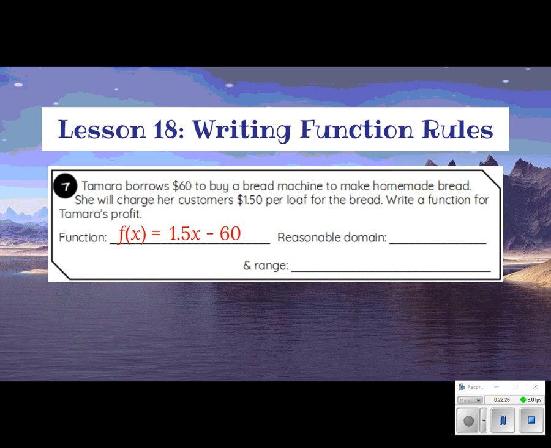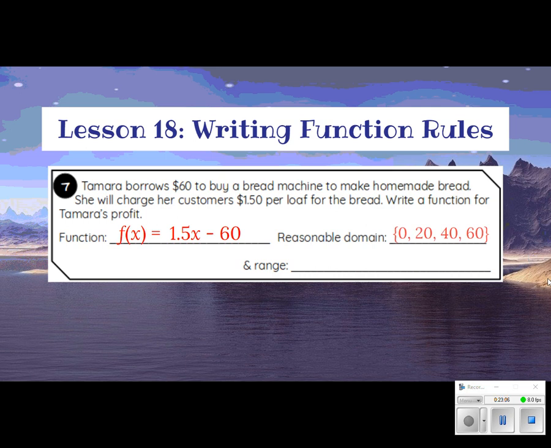Now, she's not going to sell negative loaves of bread. She's not going to sell half a loaf of bread. It is possible, but usually when you sell things, you don't sell half of something unless you're in some sort of special circumstance. And if we were in a special circumstance, they would have told us. So we're going to assume she only sells whole loaves of bread for her domain. Now, don't be surprised when I plug in numbers to get a negative answer back out, because that's going to mean in your range, negative numbers mean that she's in debt. She has not paid off that $60 bread machine yet.